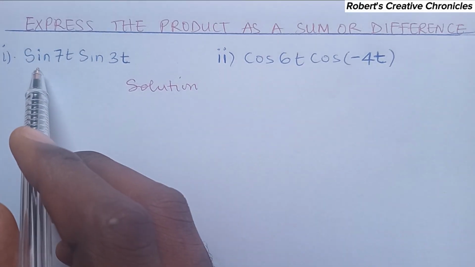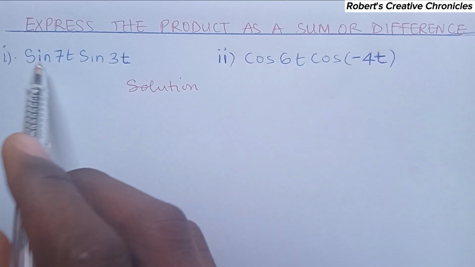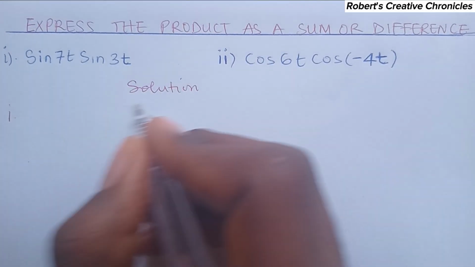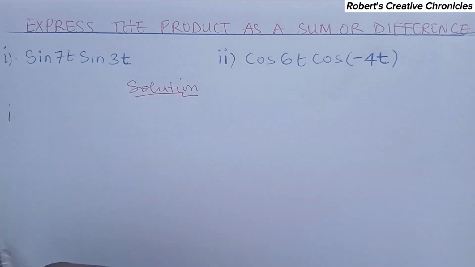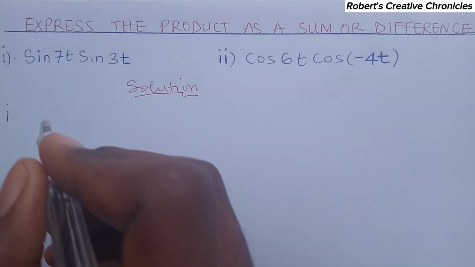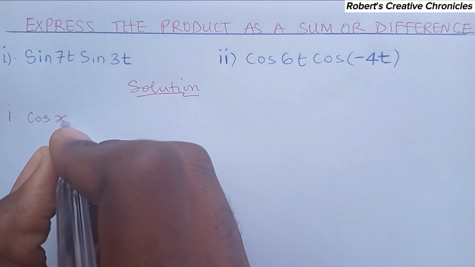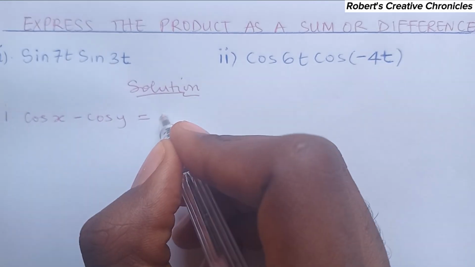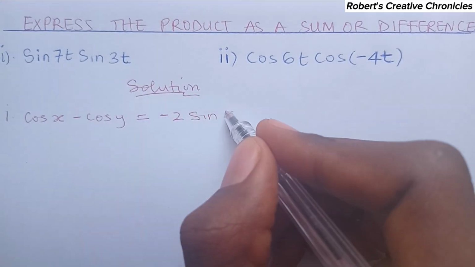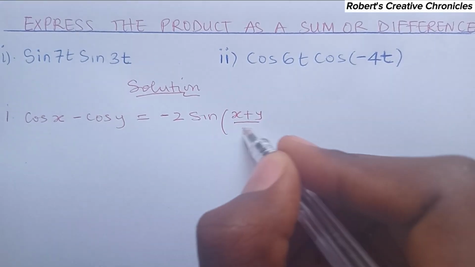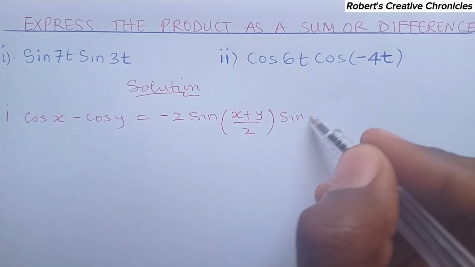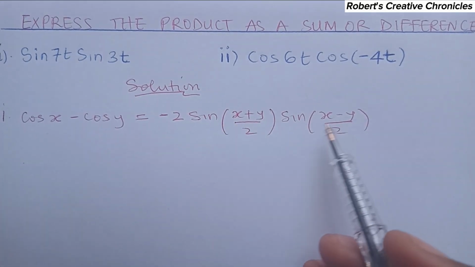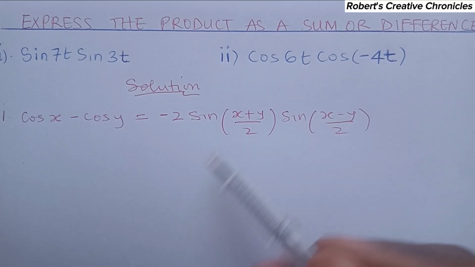Now, there are four factor formulas. You will find the one that has sin and sin as the product. The one that has sin and sin is given by cos x minus cos y equals minus 2 sin (x plus y)/2 sin (x minus y)/2. This is the factor formula that has sin and sin as product. There are three more.